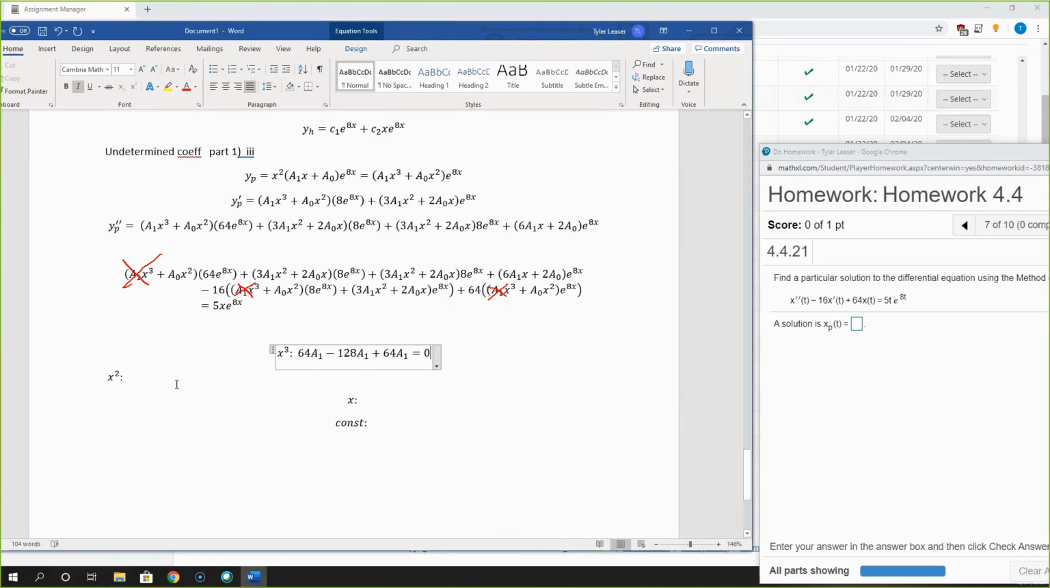Okay. All right, our x squared stuff. So we have a 64 A naught. We have an 8 times 3, 24A1. So we did this one. We did this one. 3A1. Oh, no, sorry, 24A1. Another 24A1. That's this term here. 3 times that 8.